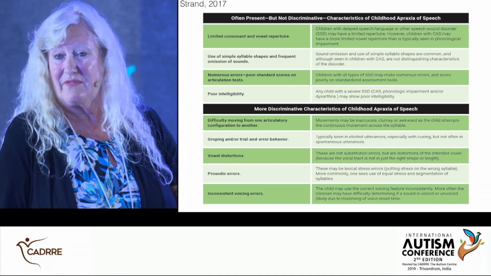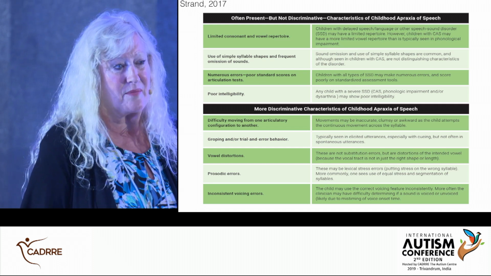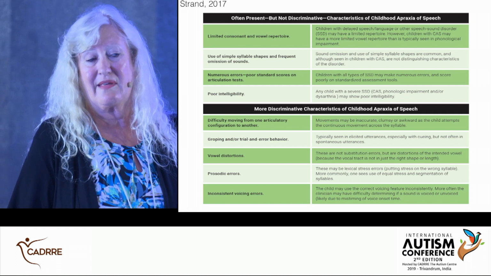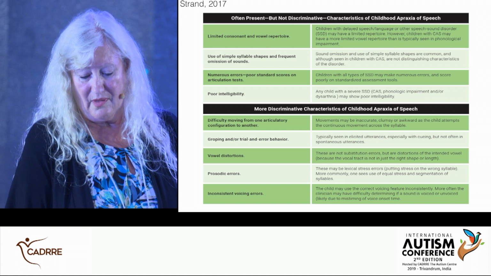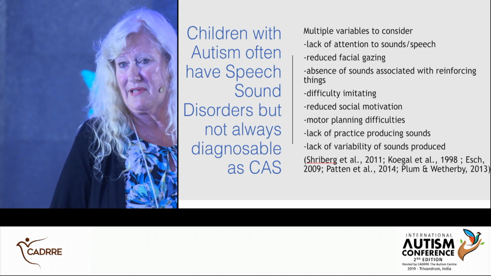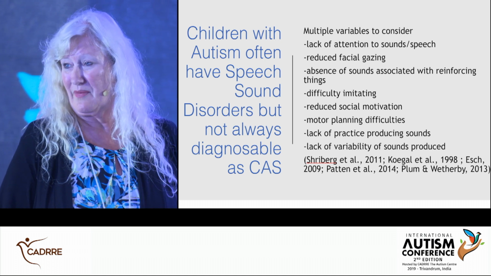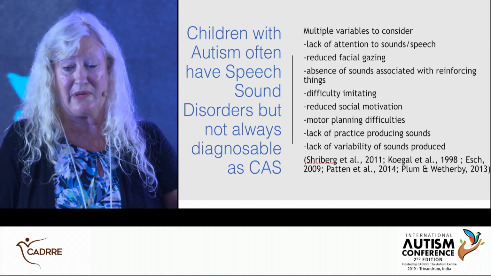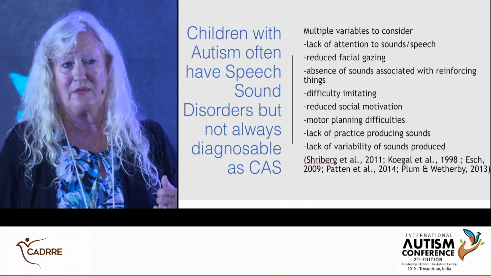Now, as you can see by all of these, you need to have some speech before you can tell if apraxia exists, right? And sometimes what we're looking at with our little guys, and sometimes even older kids, is not that they are exhibiting apraxia, but they're really not making many sounds at all. On top of that, we have things that are specific to autism that could also explain their difficulty with speech sound production. So we have lots of things that we have to consider. We have lack of attention to the face, lack of attention to people talking, reduced facial gazing, absence of sounds being reinforced with reinforcing things.